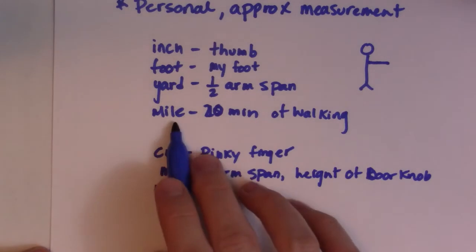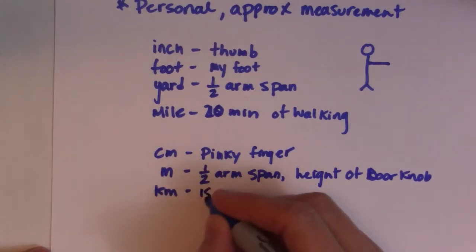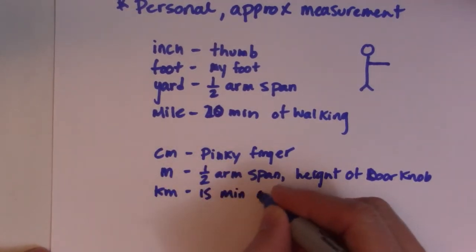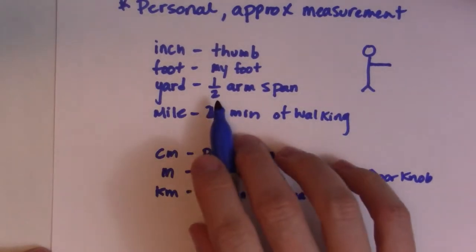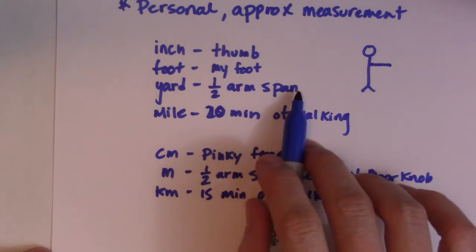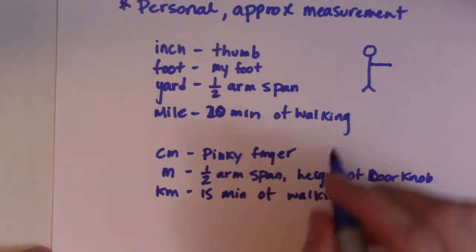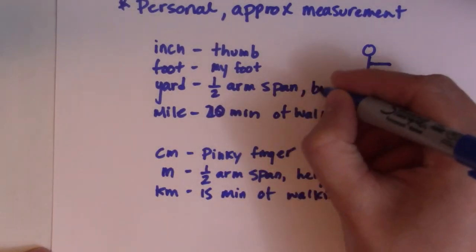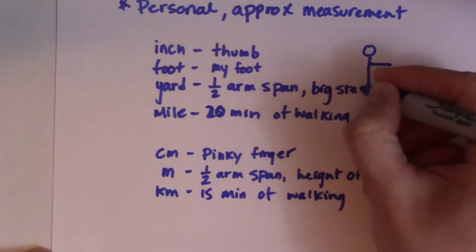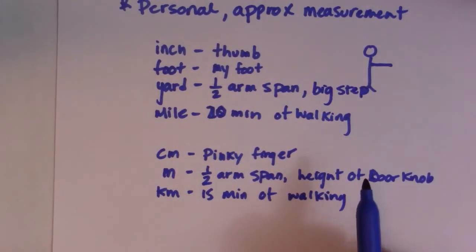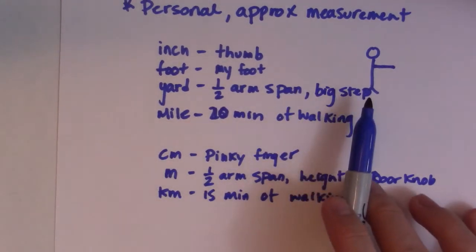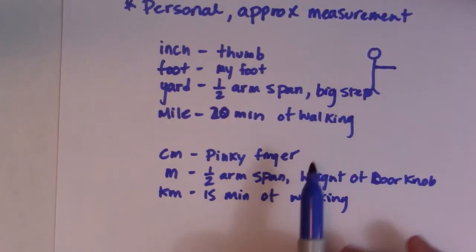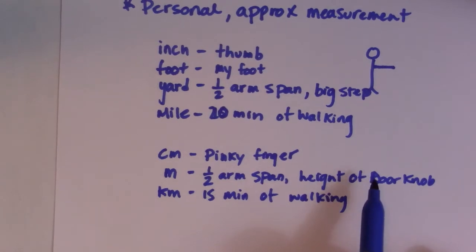Now a kilometer is slightly less than a mile, so I might use 15 minutes of walking for this one. And again, that depends on your pace and things like that. The other one I just thought of for a yard, you might say one big step. A lot of people do this sometimes when they're trying to pace out something. They might take a bunch of big steps and get a general estimate of how many yards or even meters the width of something is.